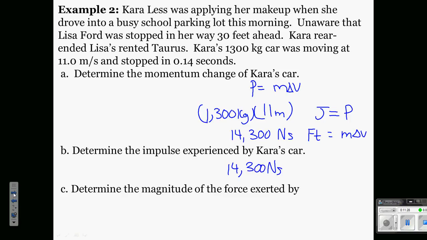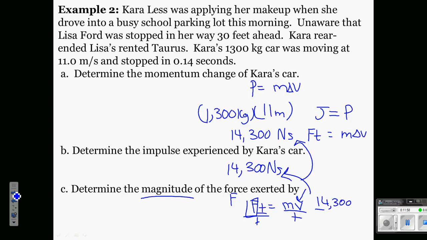But if we want to determine the magnitude of the force, that means I have to find F. Remember the formula is this. Okay, so I want to find this. I have that because it's here and here. My time was given to me. I just have to get t on the other side of the equation and F by itself. So I divide both sides by t.